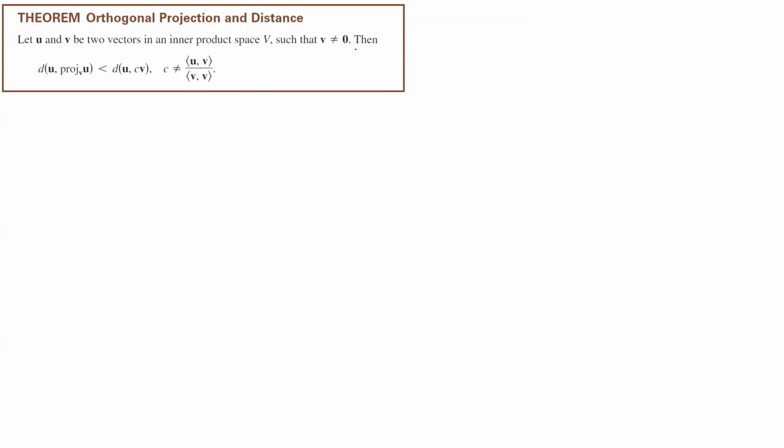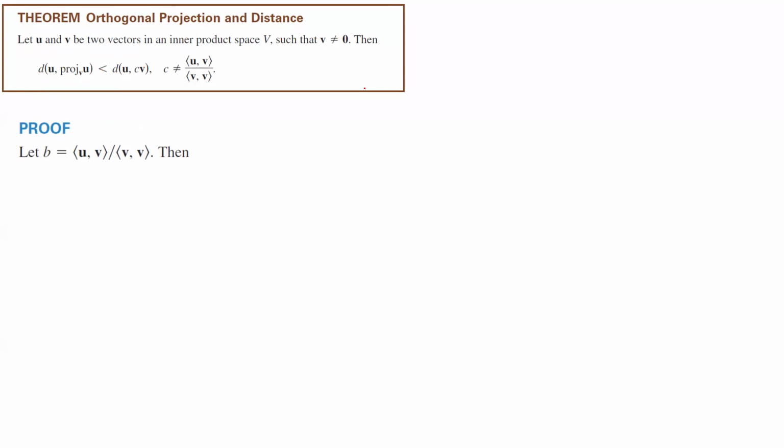We have a nice theorem. The theorem says, suppose u and v are two vectors in an inner product space V, and suppose v is a non-zero vector. Then the distance between u and the projection of u onto v is less than the distance between u and cv. Very good.